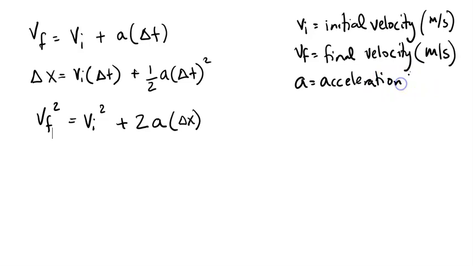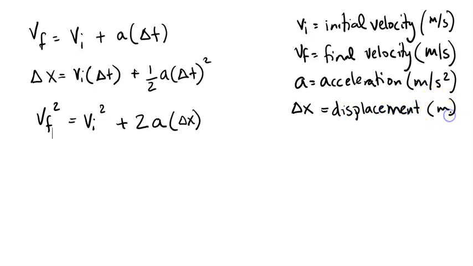A is acceleration, and we will oftentimes use that as meters per second squared, but it could be kilometers per hour squared, or meters per, I don't know, per hour, multiple different variations. Delta x is going to be our displacement, and we'll oftentimes measure that in meters, but again, any distance variation. Miles, kilometers, whatever it is. Delta t is time, and we will oftentimes use seconds, but again, it could be hours, days, minutes, whatever you want.